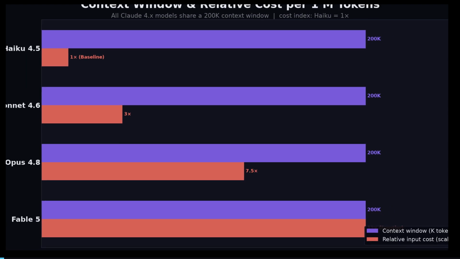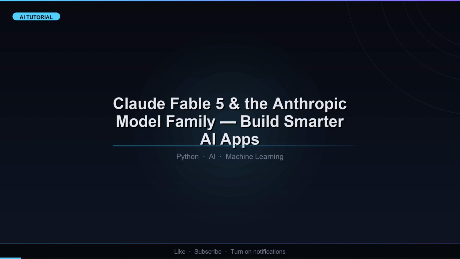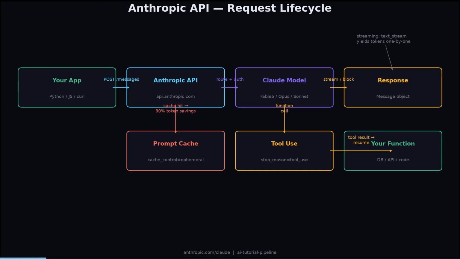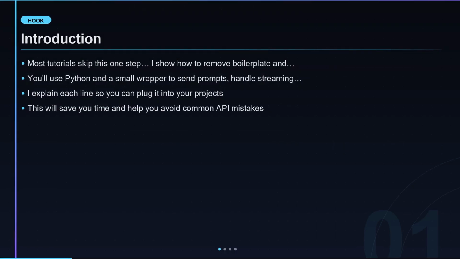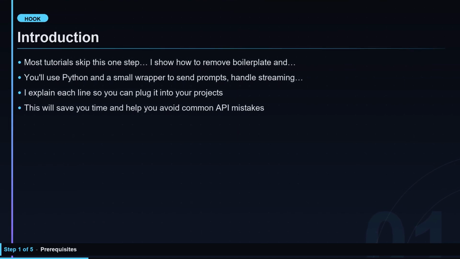Most tutorials skip this one step. I show how to remove boilerplate and get a working completion in minutes. You'll use Python and a small wrapper to send prompts, handle streaming, and parse responses. I explain each line so you can plug it into your projects. This will save you time and help you avoid common API mistakes. Stay with me and you'll build a clean, testable client in under 5 minutes.